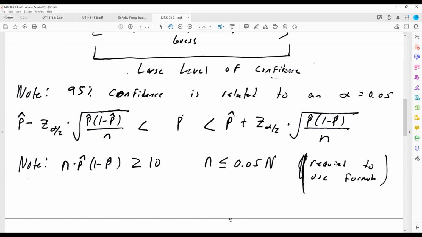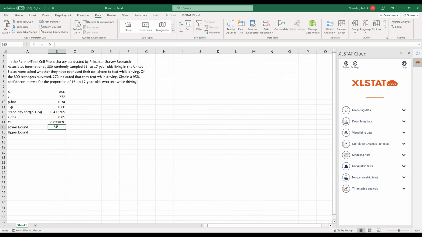Okay, so switch back. Right here, to find the lower bound, you say p hat minus, oops, I'm going to put an equal sign, p hat minus this, and then p hat plus this. So there's my confidence interval.